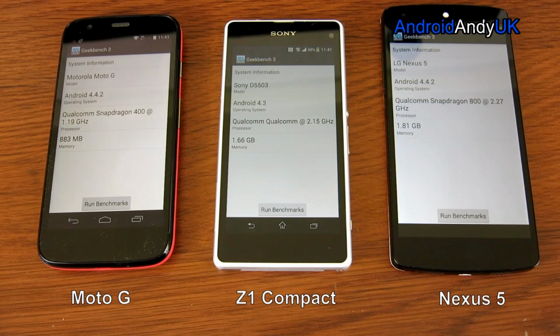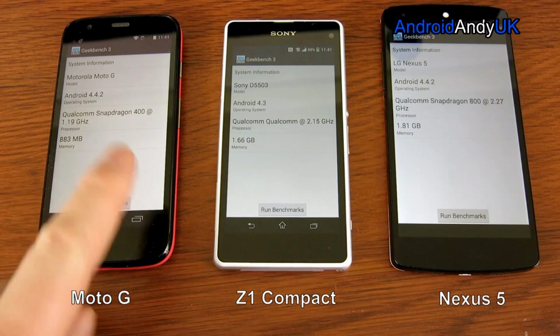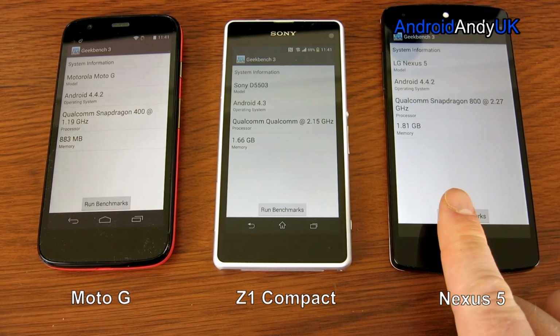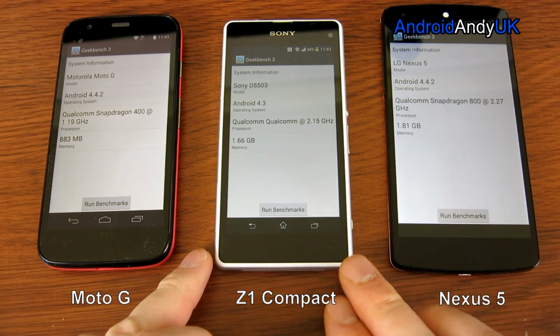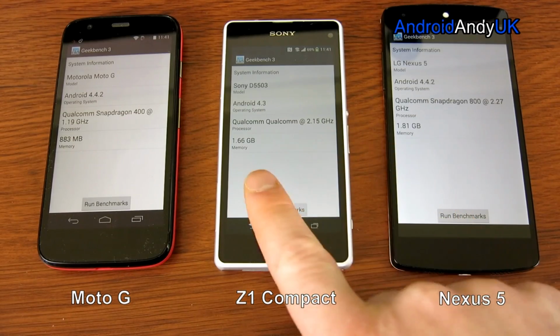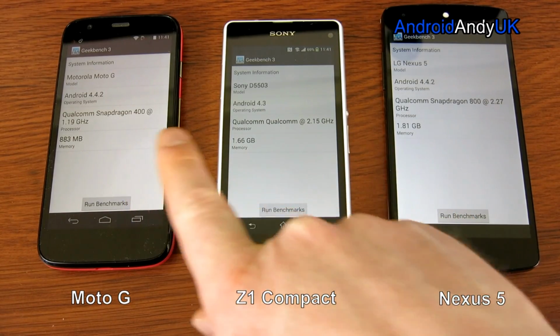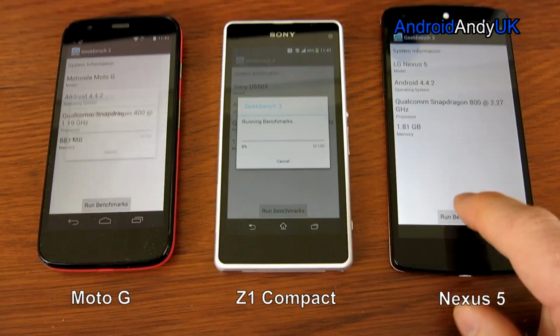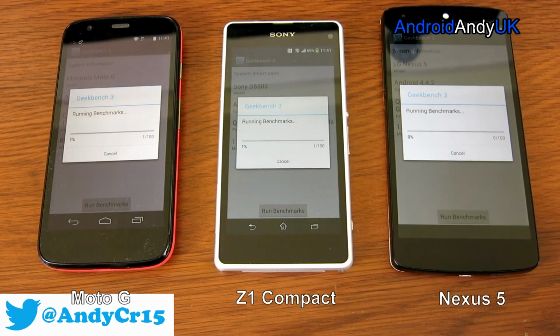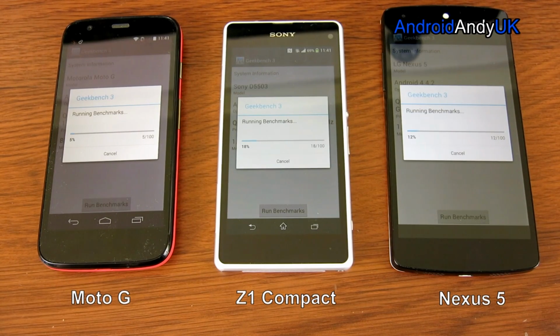So there also you can see we have the Moto G on 4.4.2, the Nexus 5 on 4.4.2, but the Xperia Z1 Compact on 4.3. We see the memory comparisons, and we can also see the processor comparisons there. Now we're going to start all the benchmarks up. It doesn't totally matter that they're not started exactly the same time, because it's more going to be about the results at the end.